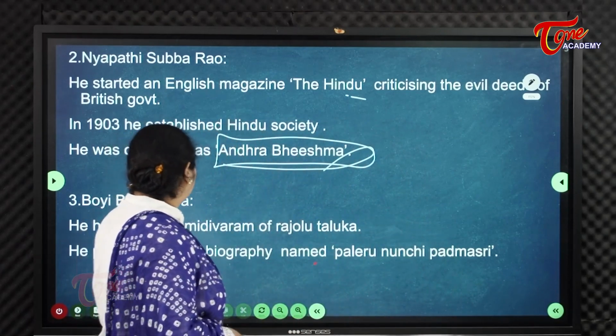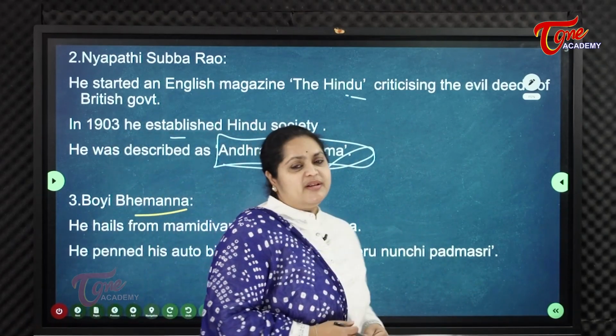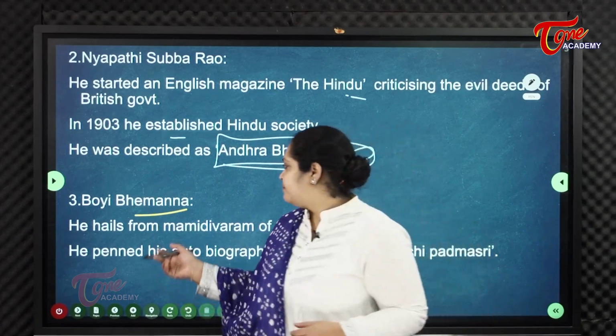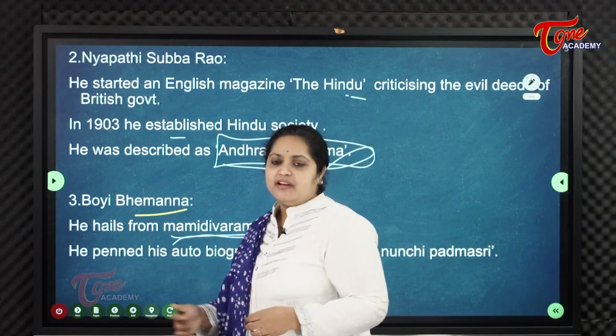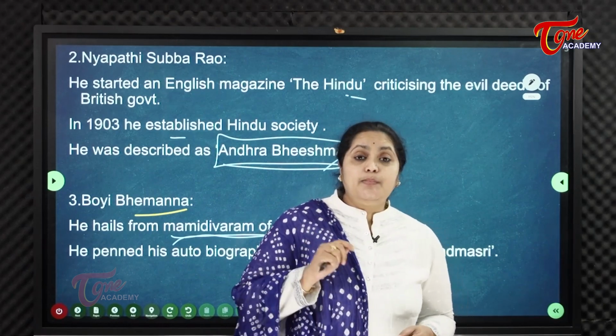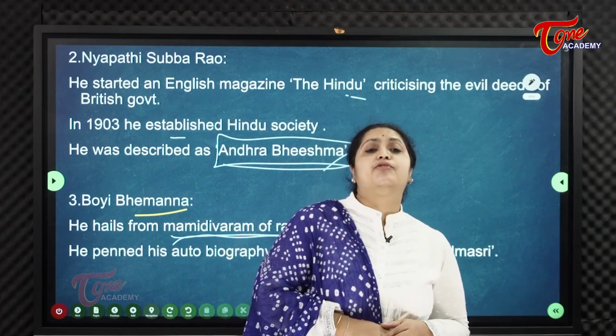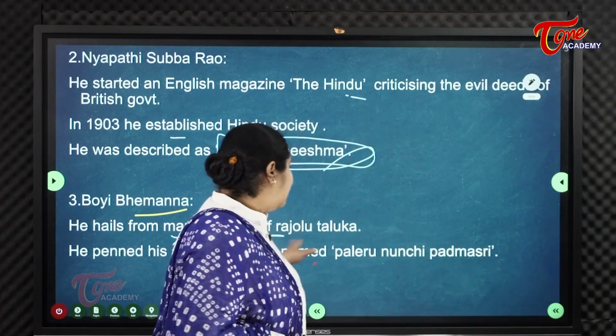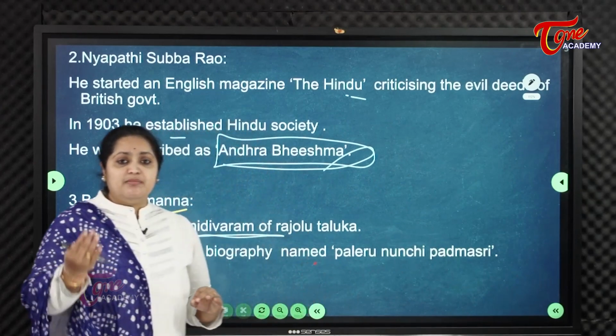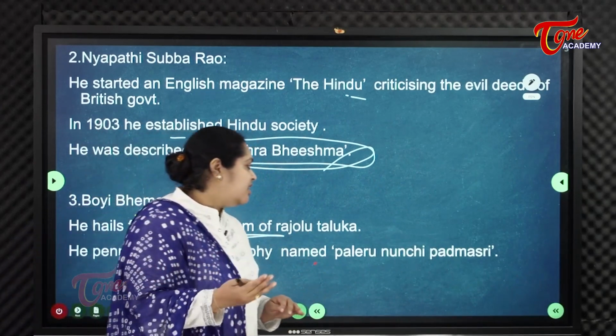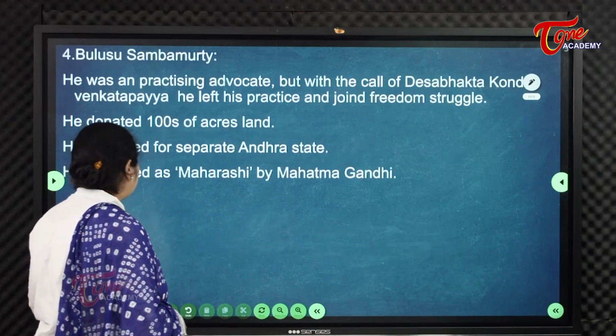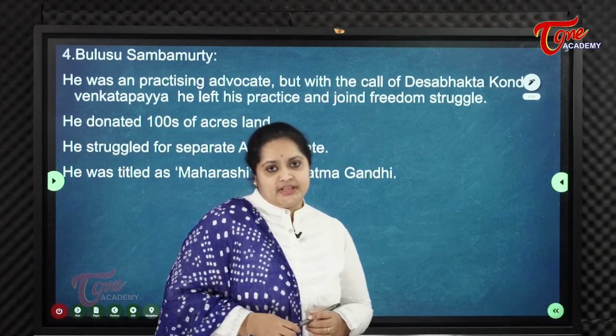And next one is Boyi Bhimanna. Boyi Bhimanna is also from Rajahmundry. He hails from Mamidivaram of Razole. And he penned a famous autobiography called Paleru Nunchi Padmashri.